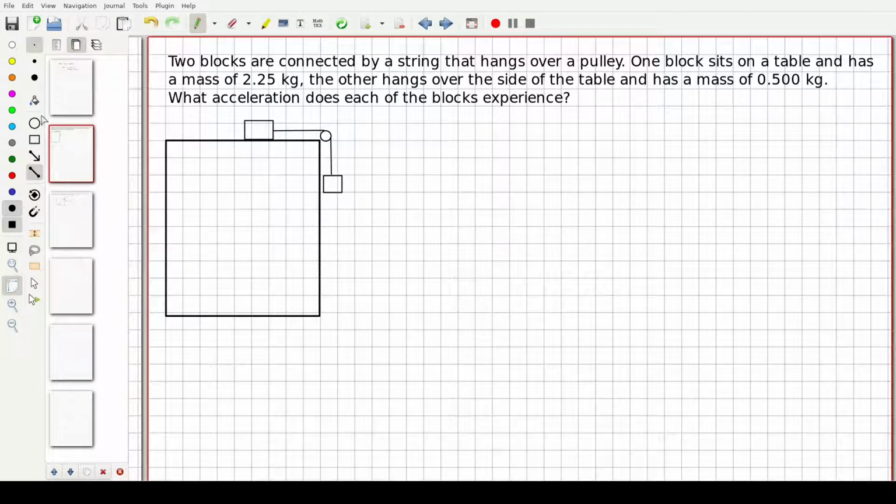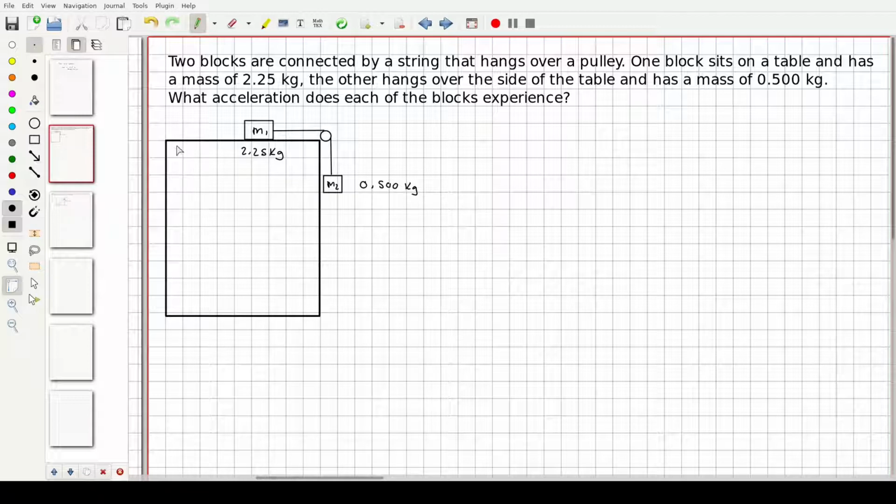Now let's label these things. So this I'm going to call M1. This one I'll call M2. M1 here has a mass of 2.25 kilograms. M2 has a mass of 0.500 kilograms. Now, we're going to assume that the blocks start at rest. It really doesn't matter. We aren't talking about friction or anything like that in this particular problem.